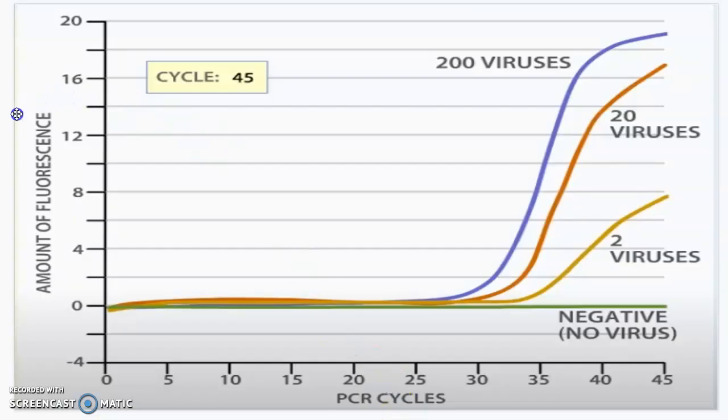As you can see in this graph, the amount of fluorescence is here, and the PCR cycle is here. Generally, now we can see that there's an increase after 30 PCR cycles, and after 45 cycles we can see a clear difference. So after 45 cycles, the blue or purple shows 200 viruses present, the orange shows 20 viruses present, yellow shows 2 viruses present, and then the green shows no viruses present, which is a negative result. That means the person does not have COVID-19, whereas these three show the severity or the amount of viruses present.